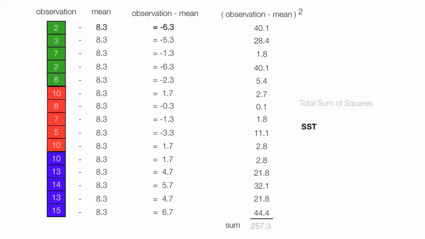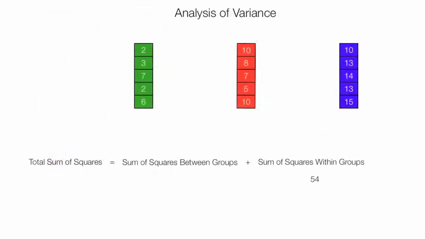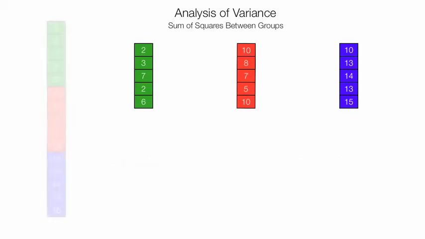This is total sum of squares, or SST, and this is equal to 257.3. Now I have total sum of squares, which is 257. Now I'm going to calculate sum of squares between groups. So now, since I have two of the values, I could use algebra to calculate the third one, but I'm going to go through all the steps and show you how.